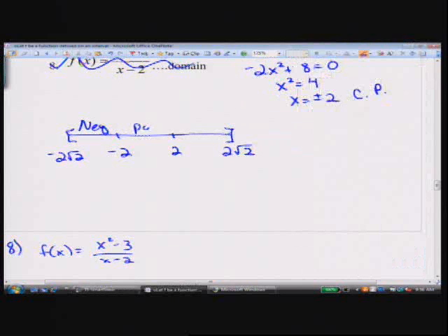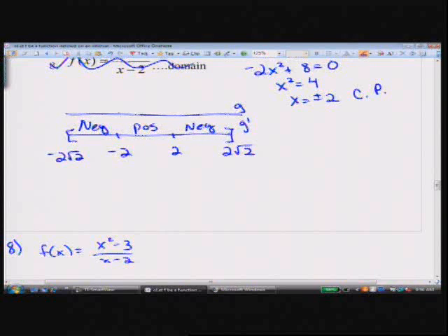So this is positive, and this is negative. And that's all talking about the derivative, g prime. So what does the fact that the derivative is negative tell you about the original function g? What do we know the original function is doing from negative 2 square root of 2 to negative 2? Decreasing. Good. Decreasing. And then between negative 2 and 2, it's increasing. And then from 2 to 2 square root of 2, it's decreasing. Does that make sense? So we are decreasing, increasing, and then decreasing. So we have a min at negative 2, and we have a max at 2.